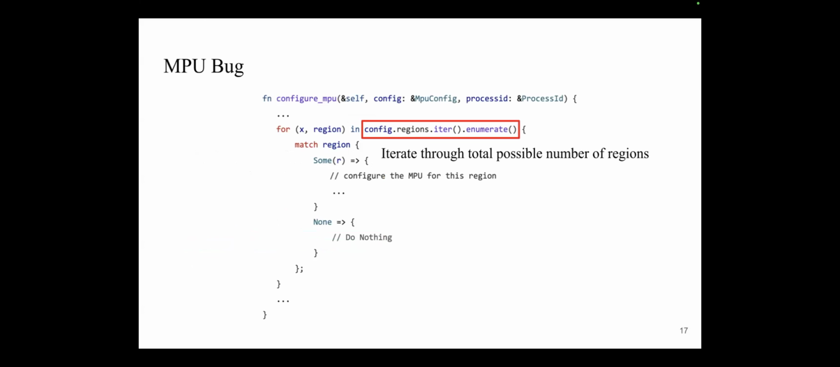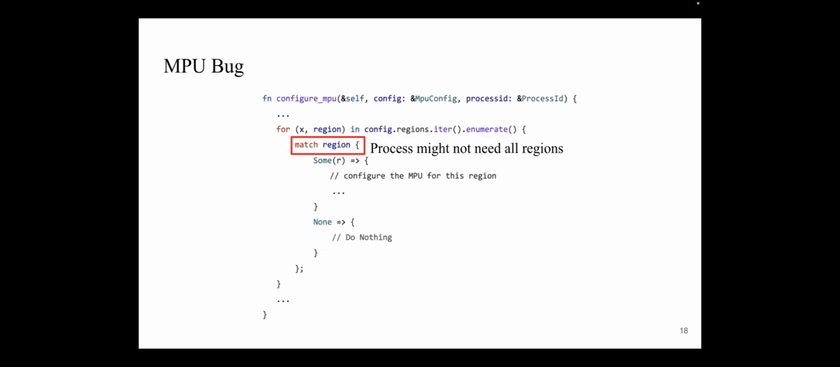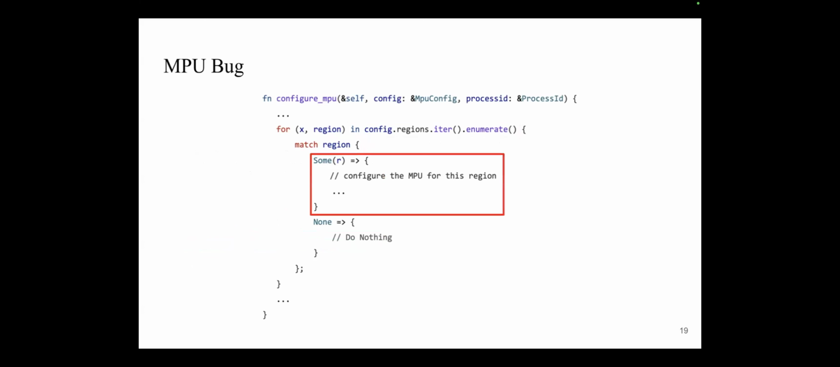The first thing we're going to do in configuring an MPU is iterate through the total possible number of regions in the configuration. Since the process might not need all the regions, we're going to match on the given region. Now, if we do need to configure this region, we're going to configure the MPU based on the start address, the size, and the attributes that we need for that region. And if we don't need this region, right now we're doing nothing.